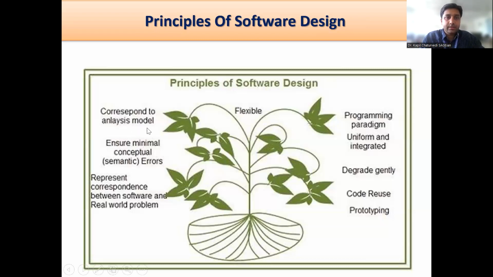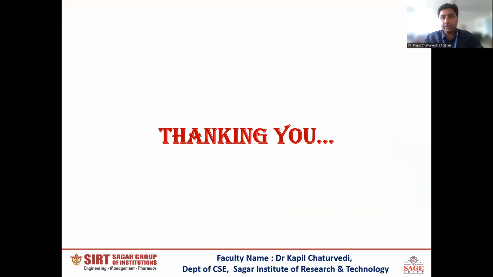Correspond to analysis model. So these all are the principles to make your software flexible. You must keep in mind all these principles during the development of software. So this lecture explains why we adopt the design, what is the need of the design, why we mandatorily adopt the design, and what kind of things we have to keep in mind during the design. Okay, so thank you.